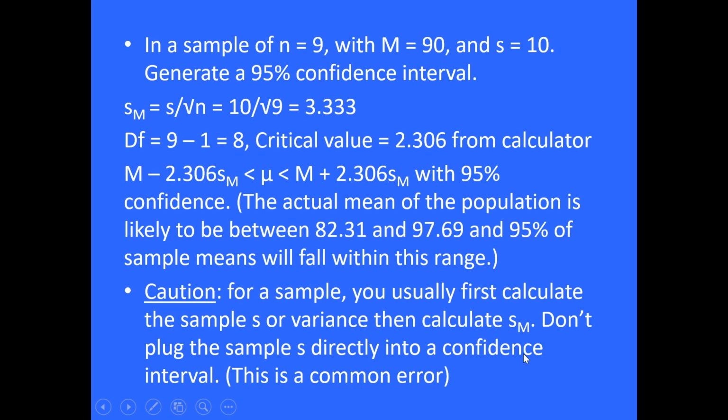Here we have a caution for you. For a sample, you usually first calculate the sample standard deviation or the variance, and then calculate this. So don't plug sample standard deviations directly into this. Remember that this is standard error in this formula, not standard deviation. Sometimes students will take the 10 and put it into this formula. That gives you the wrong answer. So you have to find the standard error before you can proceed to making a confidence interval. Okay, let's see. More practice.